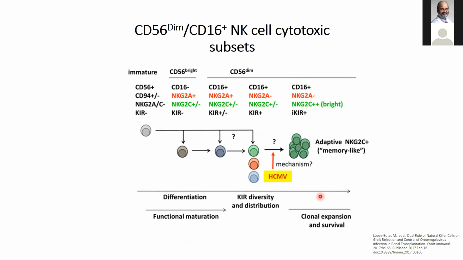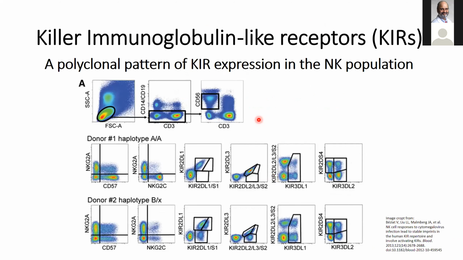So we're going to shift gears back to the cytotoxic subset that's CD56 dim positive and CD16 positive. What we're going to show is that this is actually the subset that is going to express your killer immunoglobulin-like receptors. Okay, why is that important? Well, we can look at that subset. In this paper, they gated on those CD56 dim cells, which would represent your CD56 dim positive, CD16 positive NK cells.